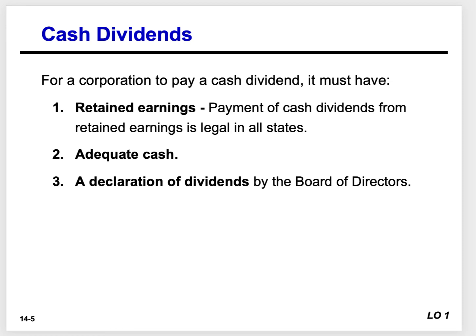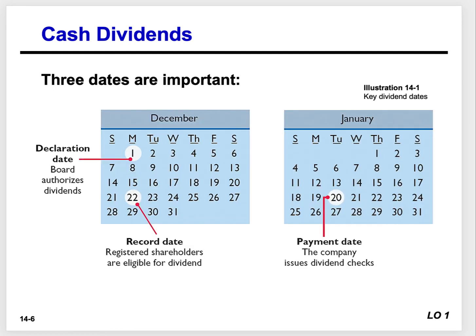So that's a prerequisite for a corporation to pay cash dividends. And then we need what we call a declaration of dividends. The board of directors are the only ones within a corporation that can declare that dividend. They vote and say, all right, we declare we're going to pay a dividend. So those are the three main antecedents in order to pay a cash dividend.